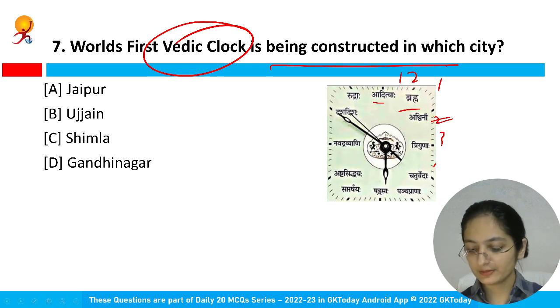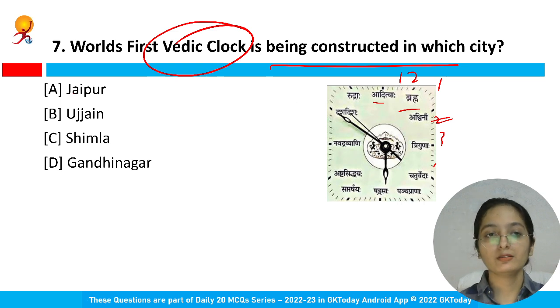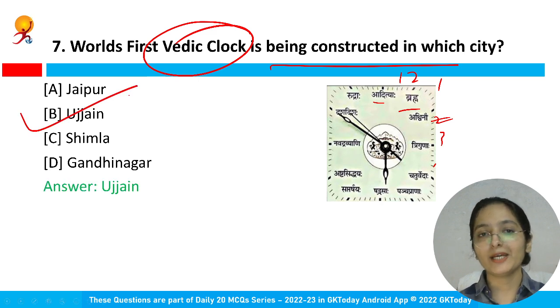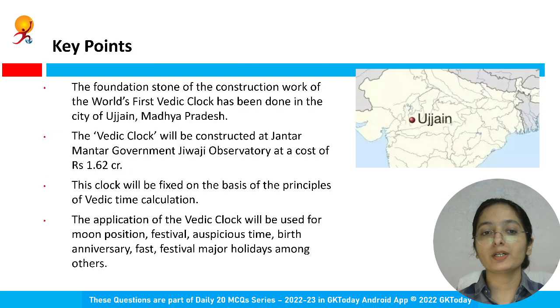In which city? Ujjain. Option B? Correct. Ujjain is the right answer. So it is being constructed in Ujjain. Now where is Ujjain? Because nothing is complete without the map, we will definitely look on the map. Ujjain is here in Madhya Pradesh. So the foundation stone of the construction work of the world's first Vedic clock has been laid in the city of Ujjain. The project cost is 1.62 crore.